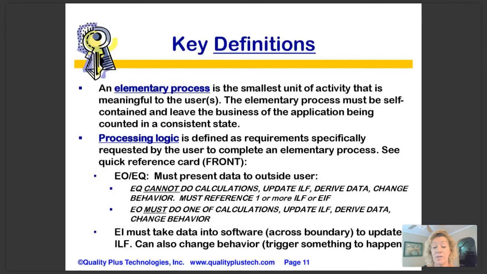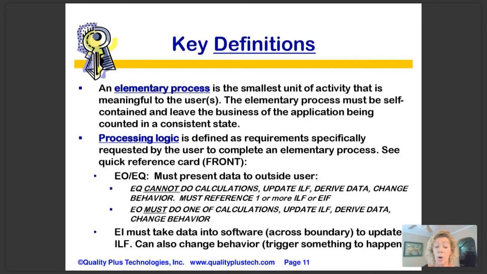So EOs and EQs, if you remember, they must present data to an outside user. So data must cross the boundary out, and that's the primary intent for an EO or an EQ. Remember, EQs cannot, here's the 4 things that they cannot do. They cannot do calculations, they cannot update an ILF, they cannot derive data, create new data, they cannot change the behavior. We must have at least one ILF or EIF referenced. In other words, we must have one FTR or file type referenced for something to be counted as an EQ.